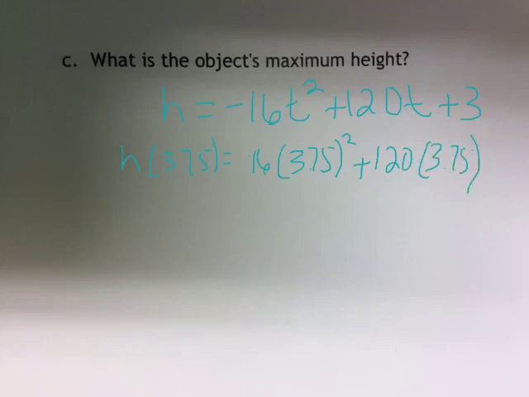So I'm just subbing in 3.75 in for t. And when you throw that into your calculator, you get 228 feet. When would the object hit the ground? Now this is a little bit trickier. So let's think about what we have here.